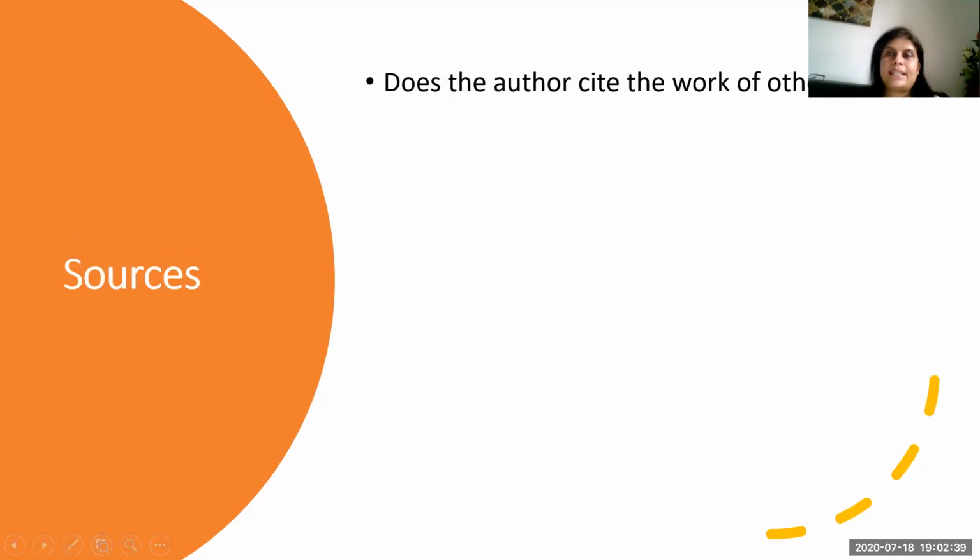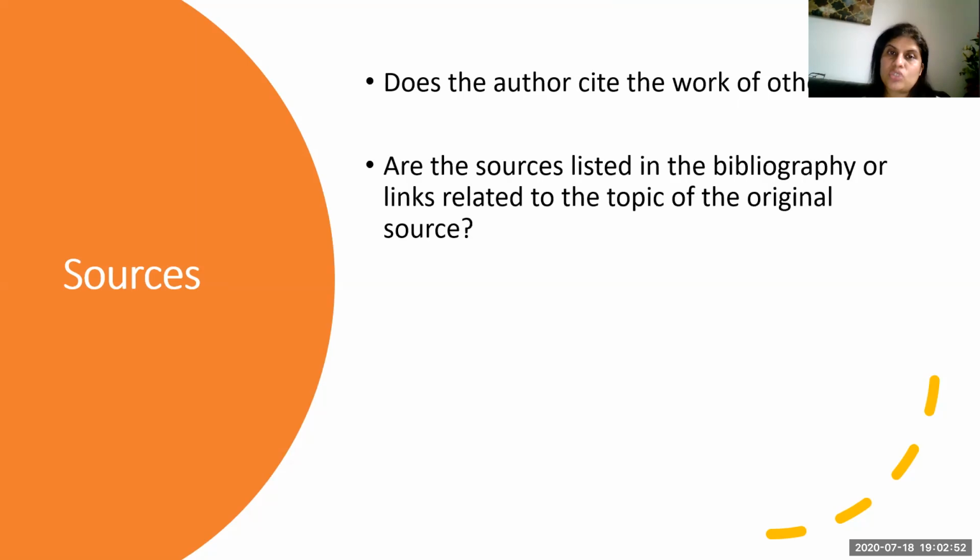Let's look at the sources now. This is another aspect that you're going to have a look at. You want to see what other sources have been referred to in the work that you're reading. Have they provided reference to other sources? Have they cited other sources? And have they listed those sources in the bibliography and provided links to those sources appropriately? And have they tried to look at the original sources related to the information which they have presented or not? That can tell you a lot about the quality of the information that you're looking for as well.